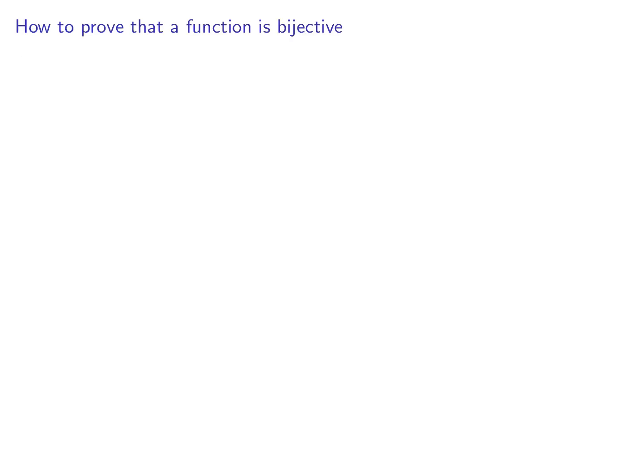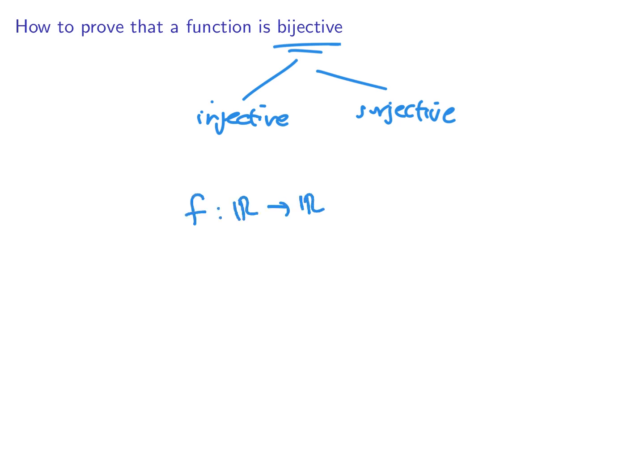Okay, very quickly, how to prove that a function is bijective. Remember what bijective means: the function is injective and surjective. So you need to prove both. We already did it earlier. Our example, f given by 2x plus 1, is injective and surjective. Therefore, this is a bijection, or a bijective function.